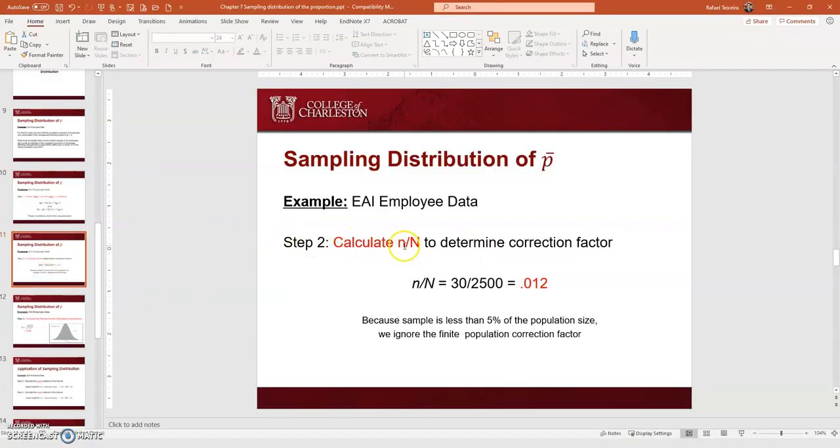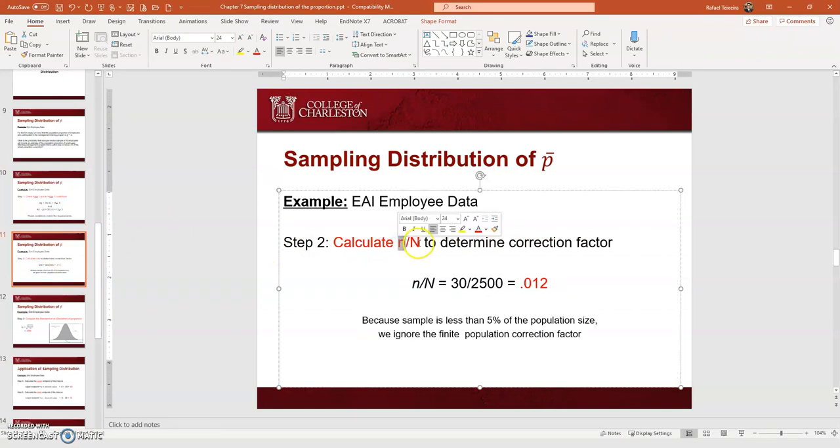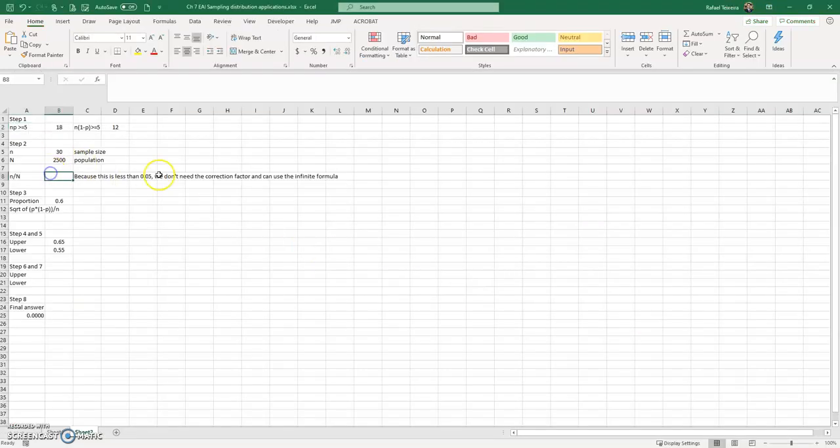Step 2, compute sample size over population size to determine if you need the correction factor. I talked about the correction factor, which is the finite formula, in the previous video. So watch if you don't remember. Okay. So to figure out if we have to use the finite or infinite formula, we have to do this. Okay. So here we go.